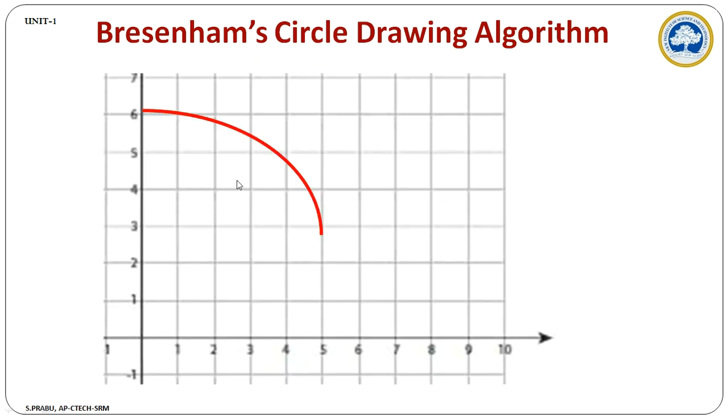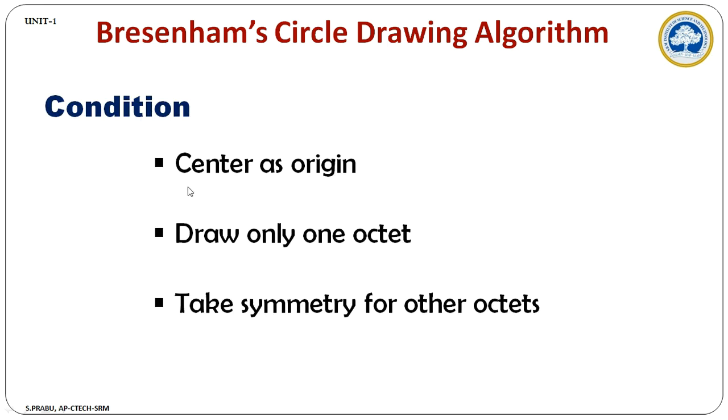From this diagram, the x coordinate is always incremented and the y coordinate is always decremented for next successive calculations. Whereas in the straight line, for calculating the next pixels starting from here, both the x and y coordinates are incremented. So before going to derive the circle drawing algorithm, we have to notice some conditions. That is, fix the center as origin, draw only one octant, then finally you can take the remaining 7 octants.